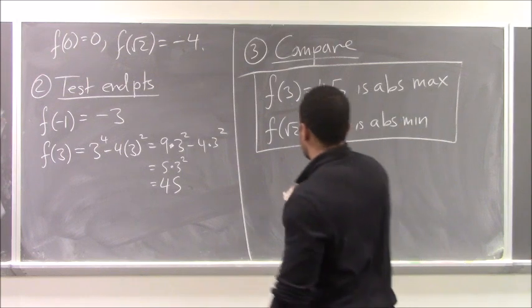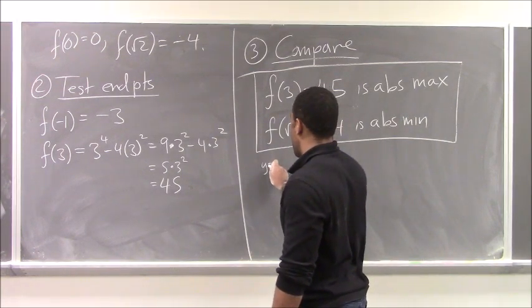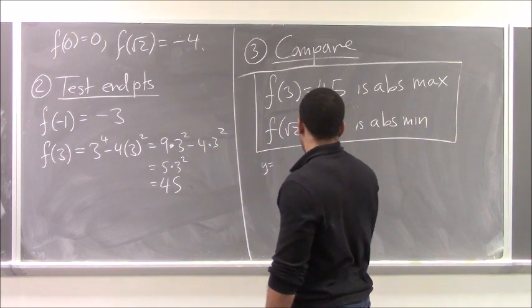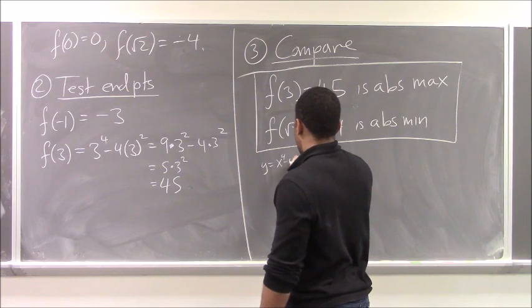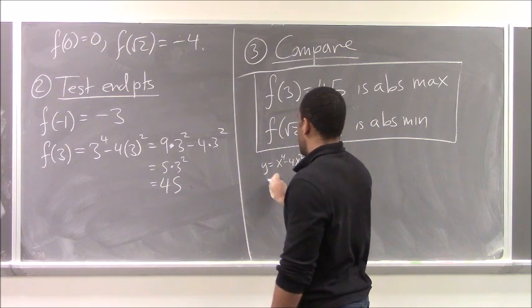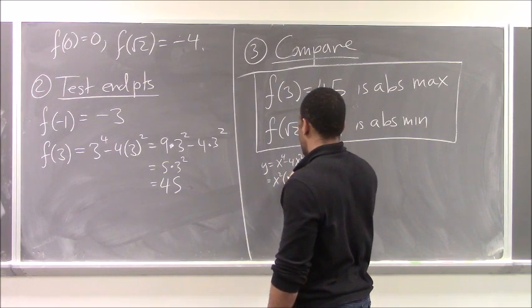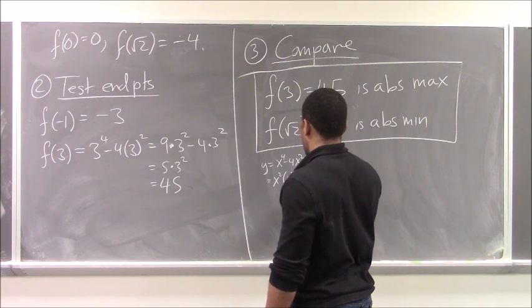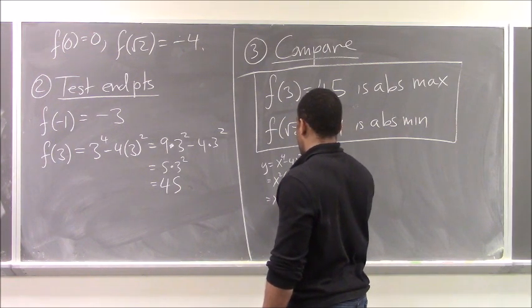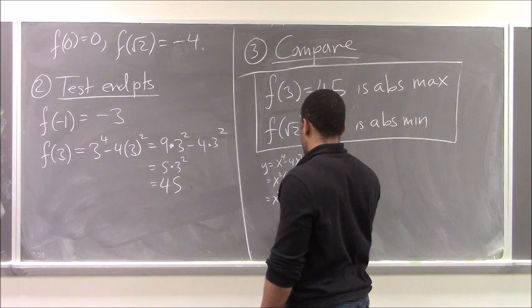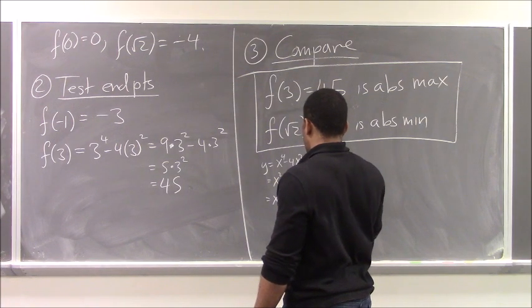Let me just do it. Okay, so here, notice that your y was x to the 4th minus 4x squared. You could actually factor out an x squared here. You get x squared minus 4. You can factor that further. You can get x minus 2 times x plus 2.